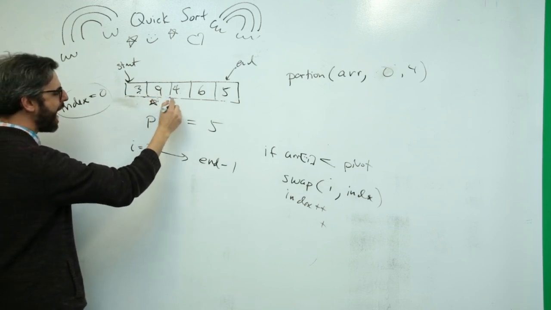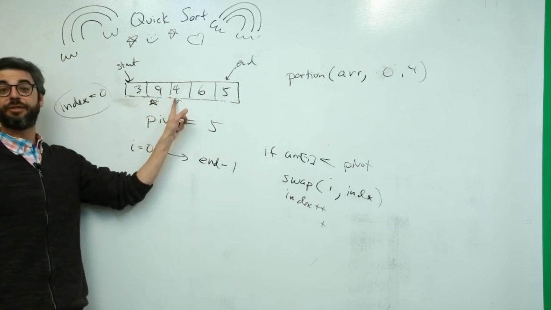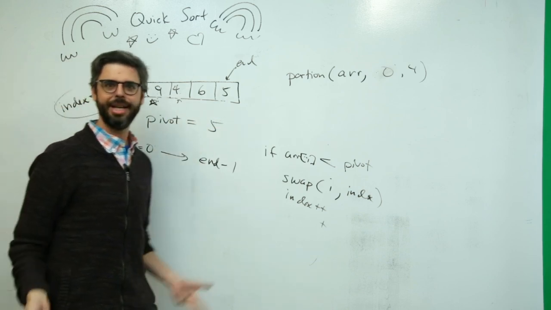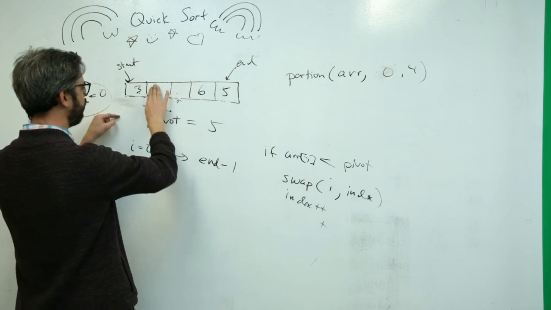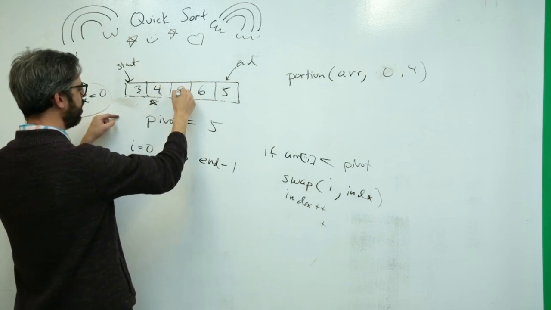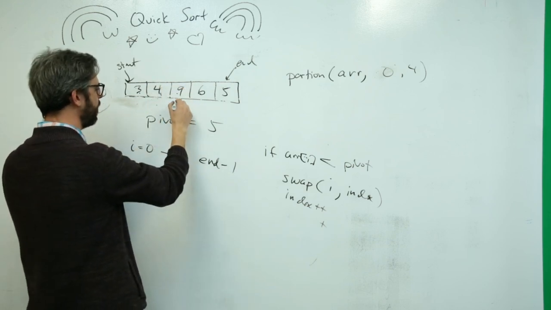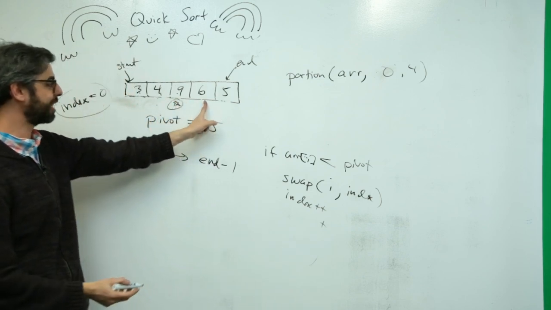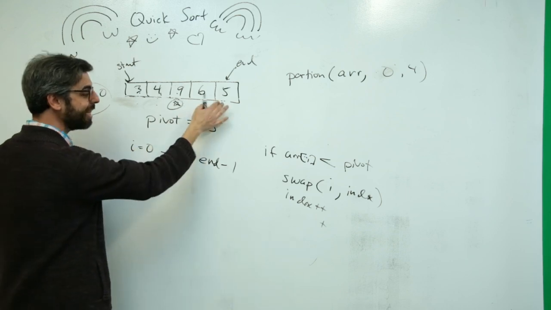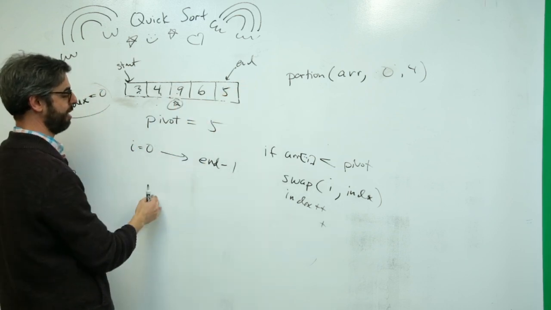And then I move i and I'm checking 4. Is 4 less than 5? It is. So I do this again. Swap i and the pivot index. So 4 goes here, 9 goes here, and the pivot index goes up. So the pivot index is here. Then I go here for i. This is the last one I need to check. Is it less than 5? No, do nothing. So I'm done.